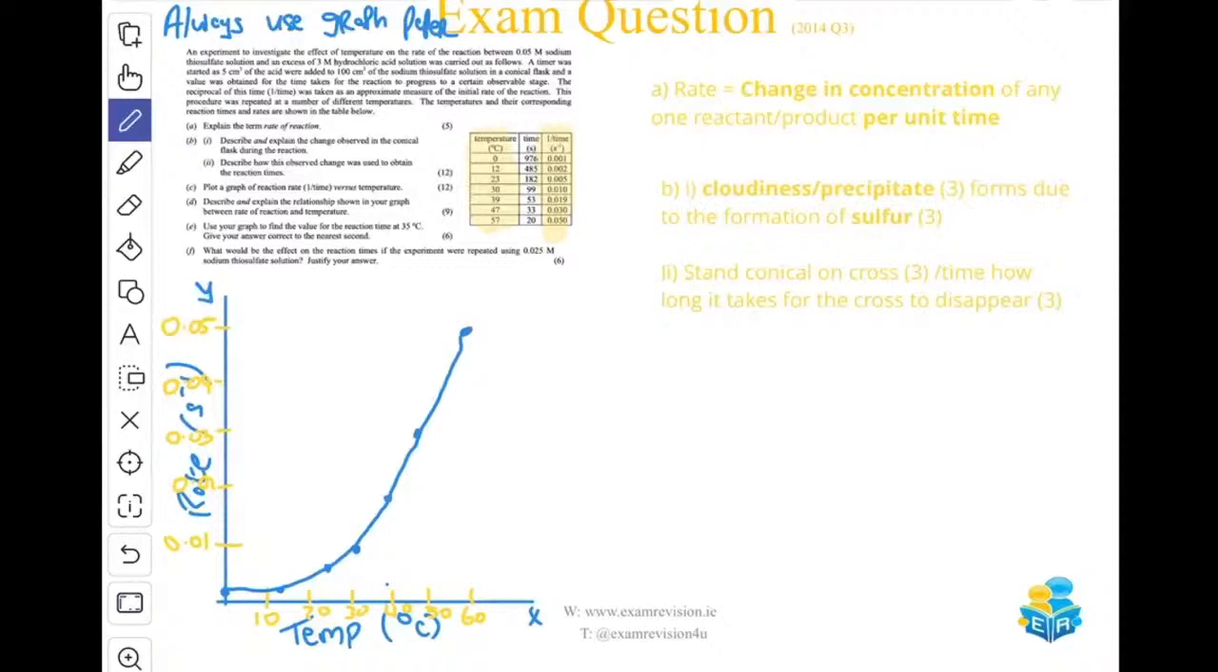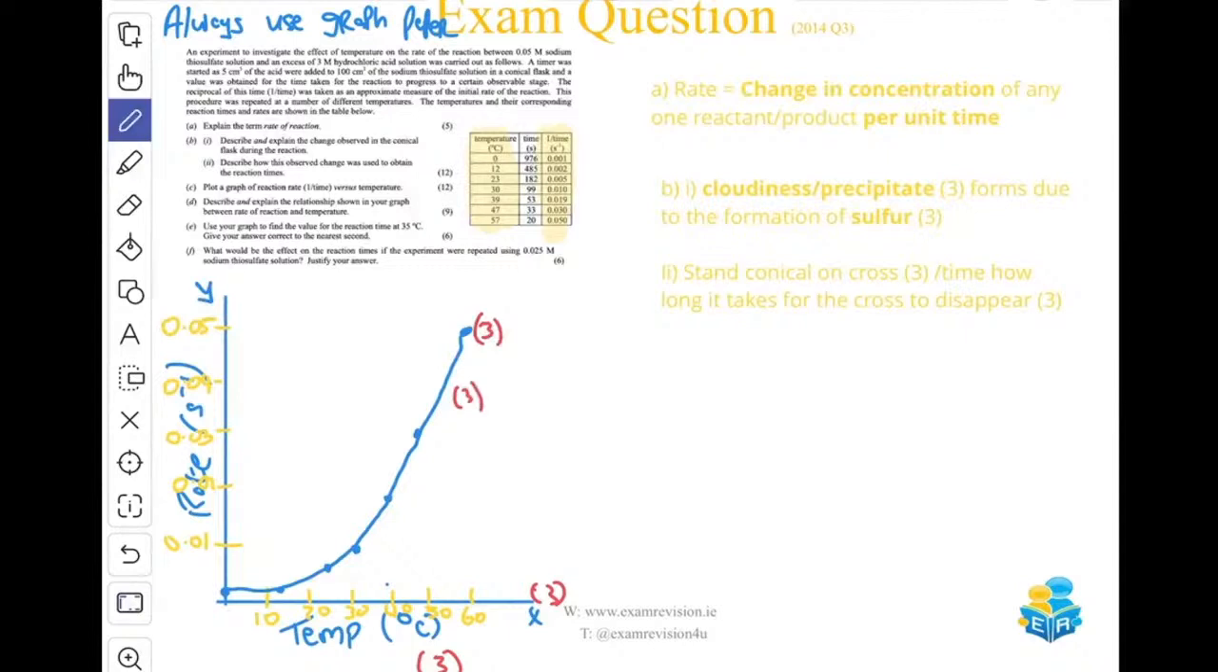Now, when it comes to marks on that graph, I'll do the marks in red just not to confuse you. So there was 3 marks for labels. There was 3 marks for the scales being drawn. There was 3 marks for having all of your points, and then there was 3 marks for having your line. So that graph was worth 12 marks.